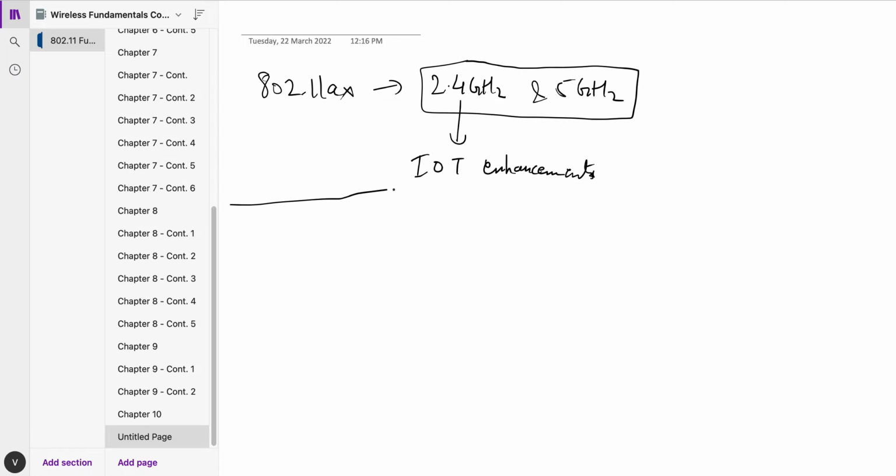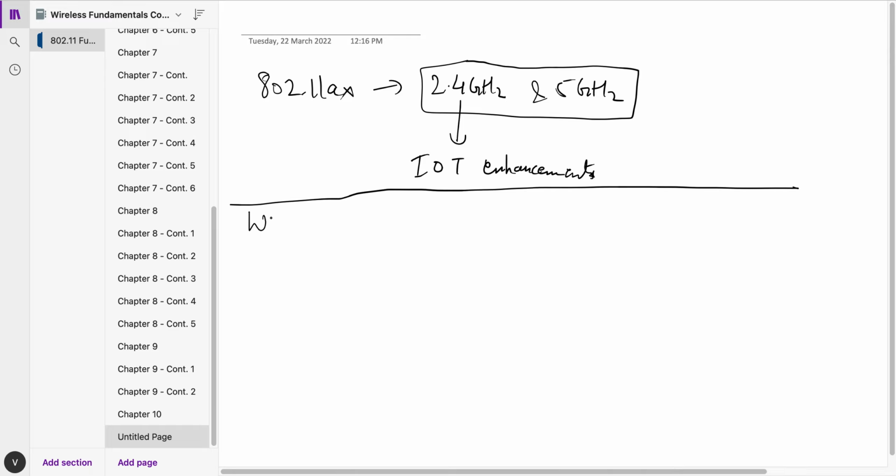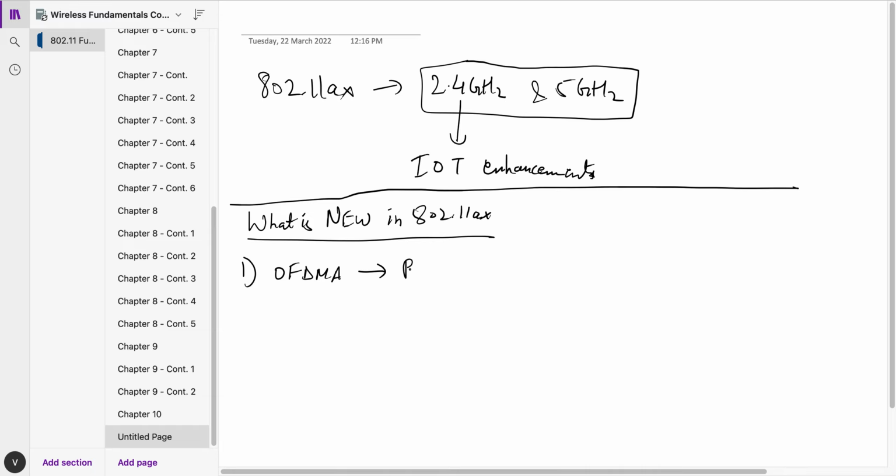Okay, so now let's quickly discuss what is new in 802.11ax. The first and foremost thing is OFDMA, which is orthogonal frequency division multiple access. This is nothing but better use of the frequency space that we have. I will talk about this in detail, but this is the first feature and the first advantage of .11ax, big time. This has been a game changer, OFDMA.